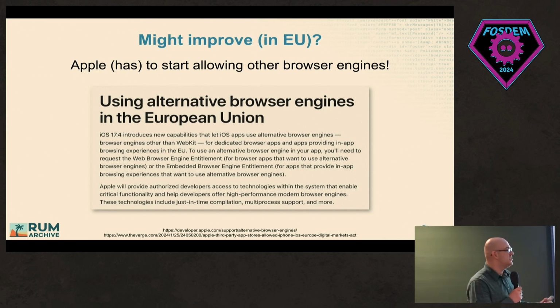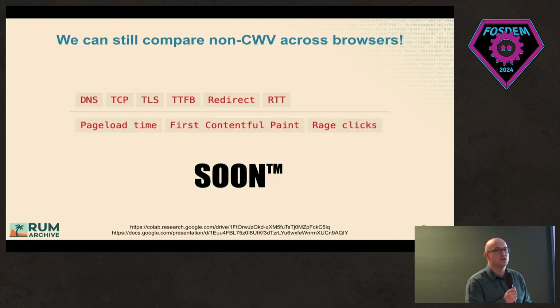Okay? And even if this doesn't happen, we can still do some cross-browser comparisons by looking at other metrics that are readily available on all browsers. And we actually started doing this in the RUM Archive, because we have those metrics, of course. I had hoped to present them to you today, but we want to be sure that we are 100% correct in our interpretation of this before we release any type of summary on that. So not yet, but soon.